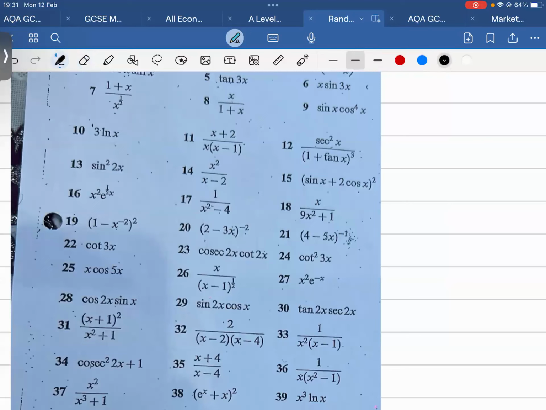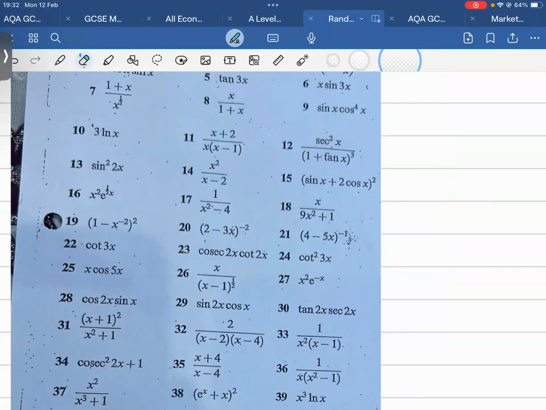What would 18 be? That's not partial fractions. That's substitution. Most of them are substitution. They're a bit random, but a lot of them are substitution. Okay, so 16, 17, 18 is done. We know the methods.